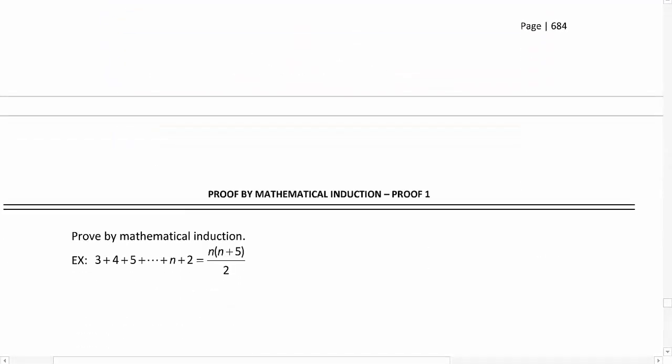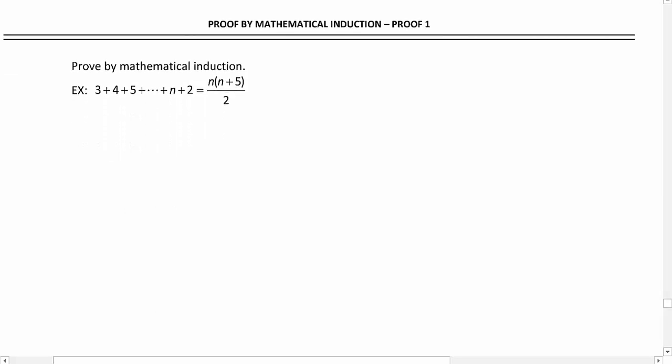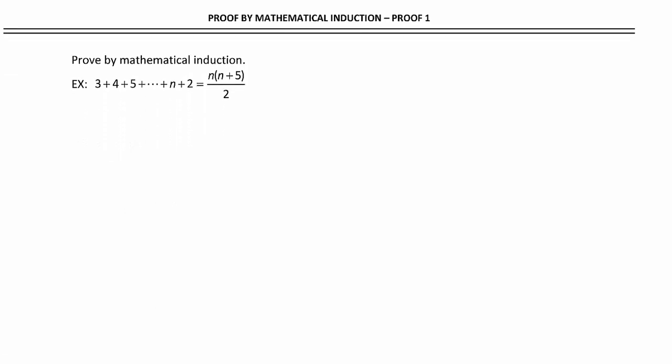We'll do one proof in this video, and then there will be a second video with a second proof. Let's prove that 3 plus 4 plus 5 all the way up to n plus 2, that sum is equal to n times n plus 5 divided by 2.